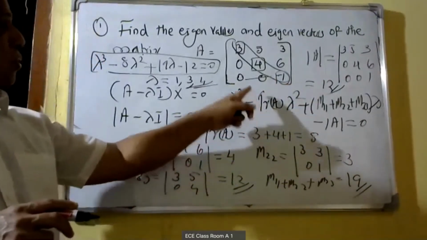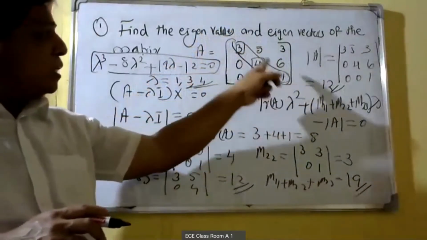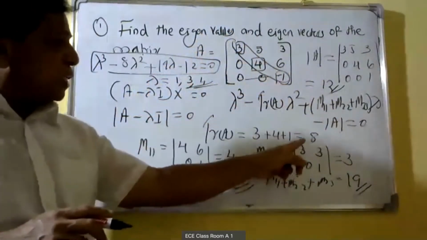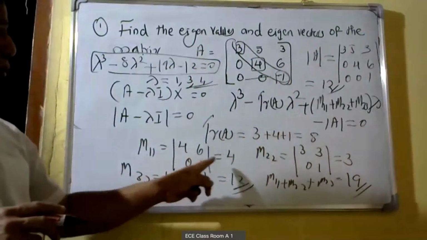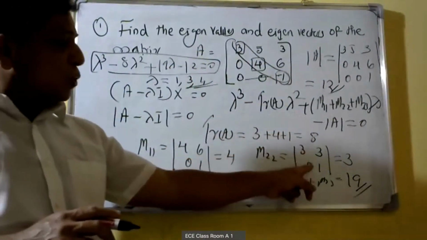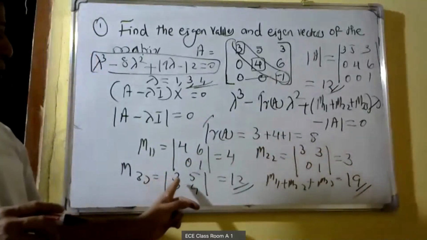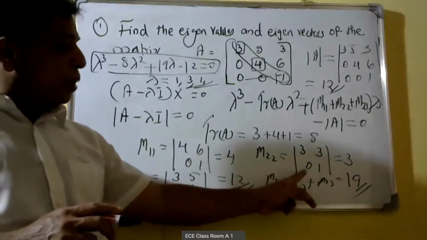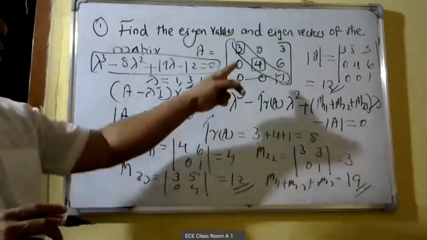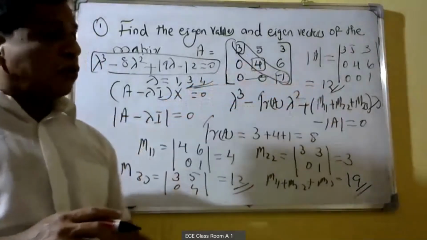Calculate trace of A. Trace of A, the sum of principal diagonal elements, 3 plus 4 plus 1, is equal to 8. Then M11 is 4, M22 is 3, M33 is 12. Then adding these M11, M22, M33, we get 19. The determinant of this matrix is equal to 12.